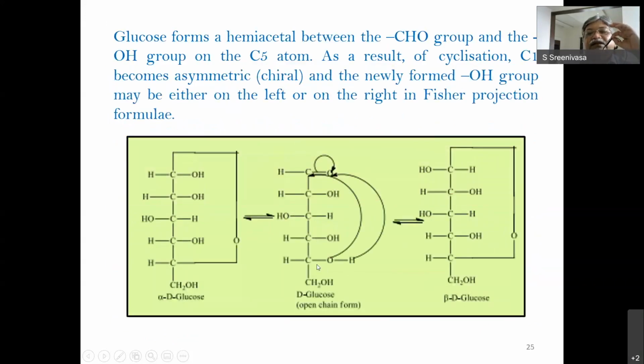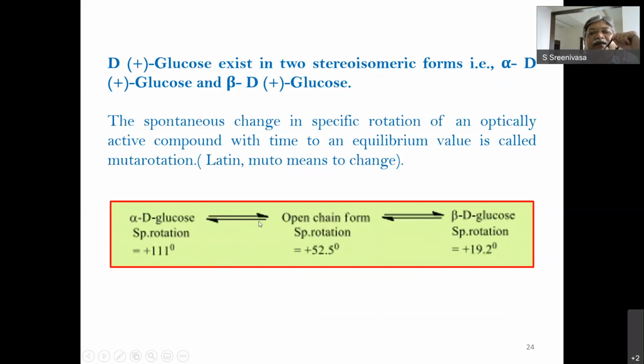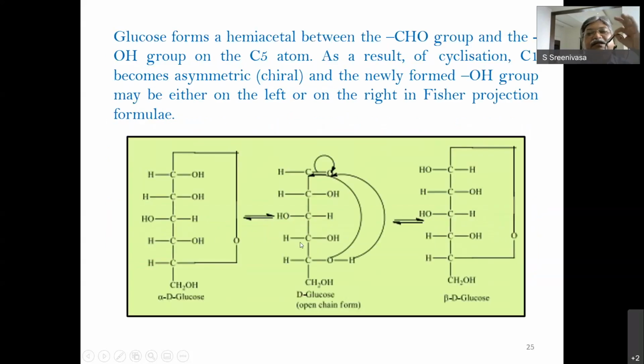That means that the OH group will link to this CHO forming a ring. So a 6-member ring system is assigned. A 6-member ring structure is written, and this is the Haworth ring structure for glucose. When you take alpha-D-glucose, the specific rotation is plus 111, and for beta-D-glucose, the specific rotation is plus 19.2. When you allow the solution of alpha-D-glucose or beta-D-glucose to stand for some time, the specific rotation changes, and the value changes to 52 degrees. This is called mutarotation. This mutarotation you can explain easily.